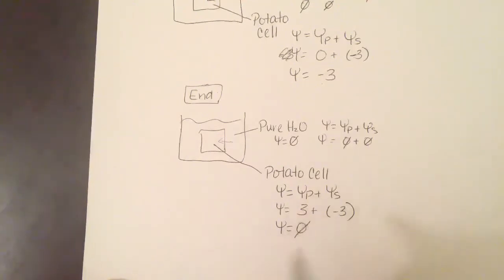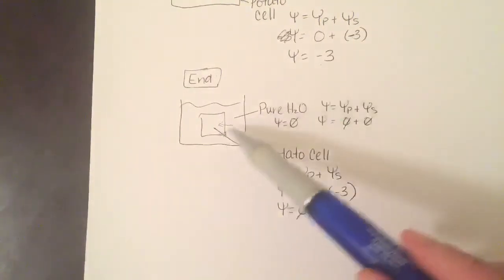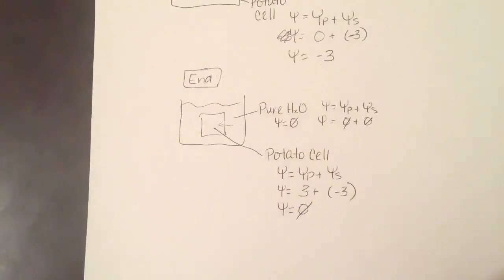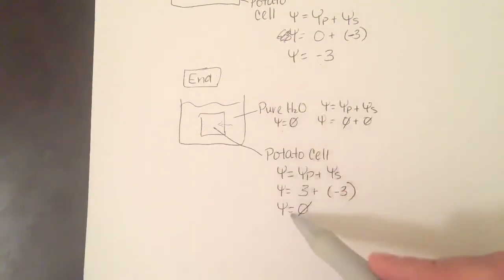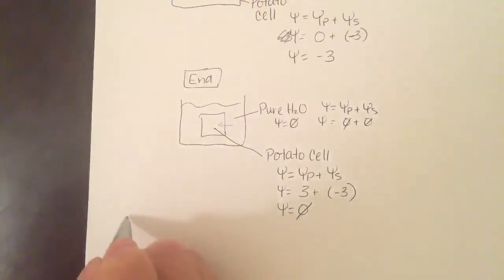So therefore, this is where it would reach, stop the net diffusion inside. And so we would say the water potential is the same inside and outside the cell. And therefore, there's no net diffusion. So then let's add to that.